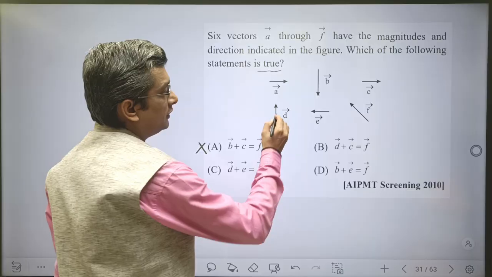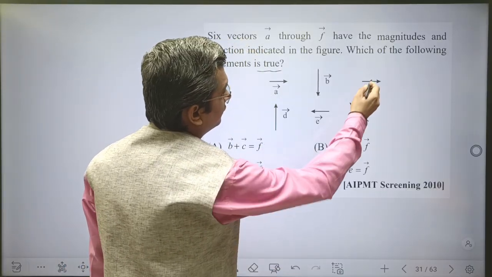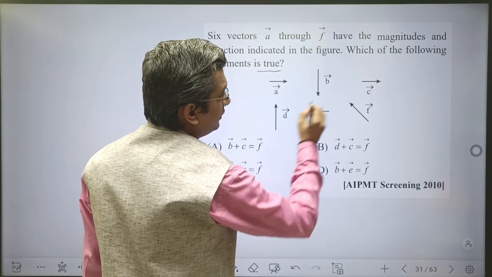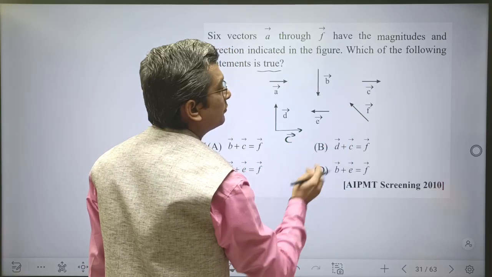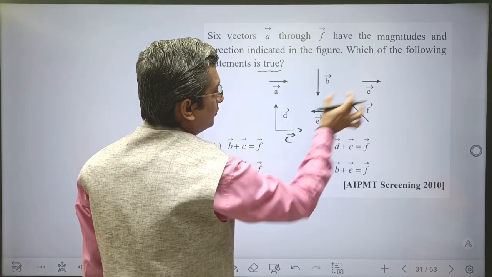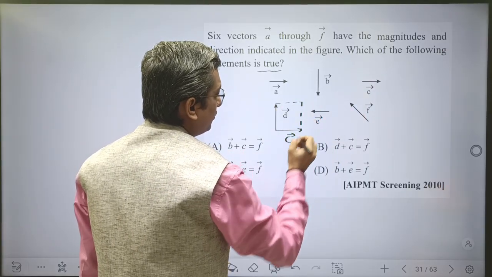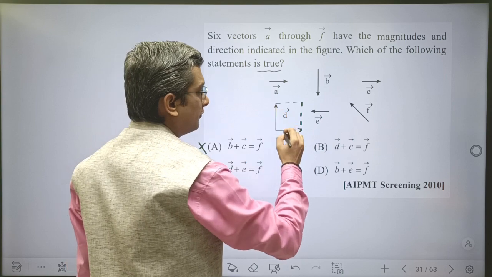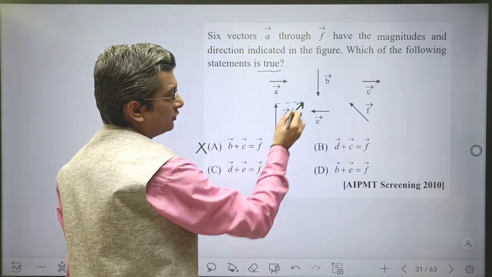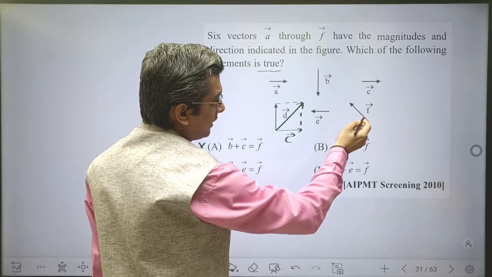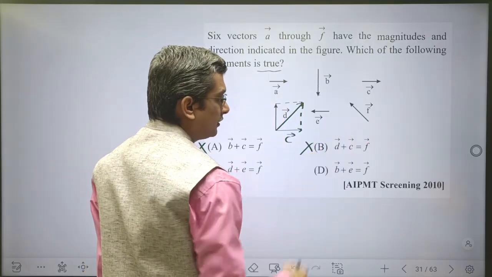Where is d? This is d, and where is c? This is c. So here it is d, here it is c. So this is actually c. Suppose I shift this from this side to this side, d plus c. So d plus c, if I plot a parallelogram using this d vector and c vector, so this diagonal will represent d plus c starting from this point to this point. But as we can see, this vector f is this way, isn't it? So this is again incorrect.